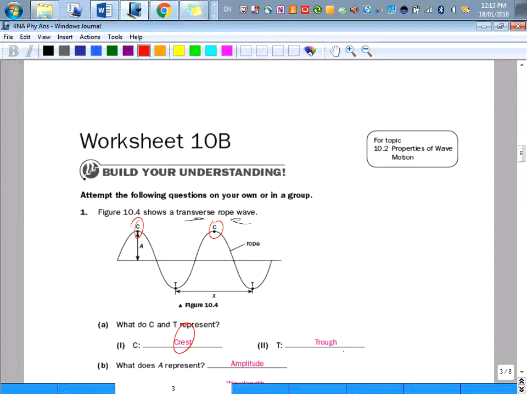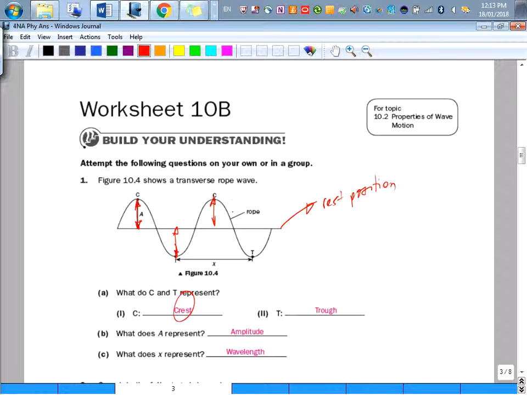Next, what does A represent? A over here is the distance from the rest position to the highest point. What does it represent? Amplitude. Is this distance over here the same as this distance? Yes, they are the same. It's also the same as this distance. And one more thing I mentioned: if for example this is 8, then how much is this value? Negative 8. Don't forget the negative sign.